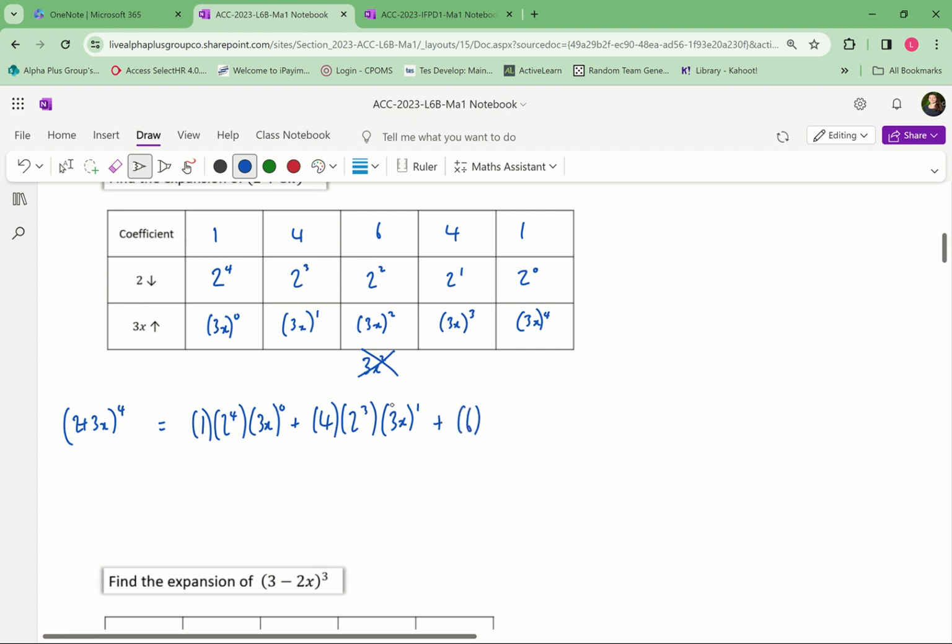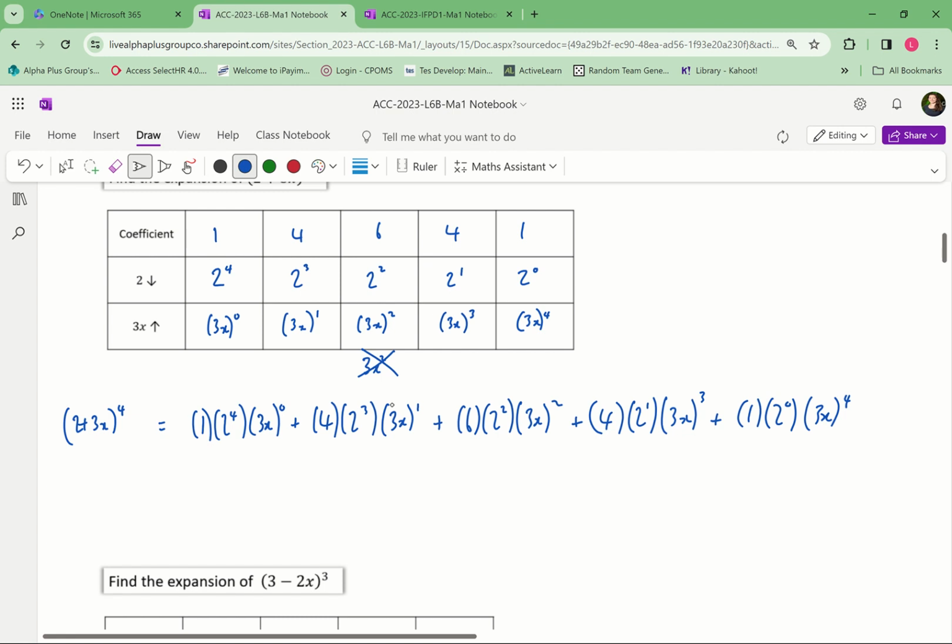The third term is going to be 6 times 2 squared times 3x all squared. The next one is going to be this column over here, 4 times 2 to the power of 1 times 3x cubed. And then finally I'm going to have 1 times 2 to the power of 0 times 3x to the power of 4.